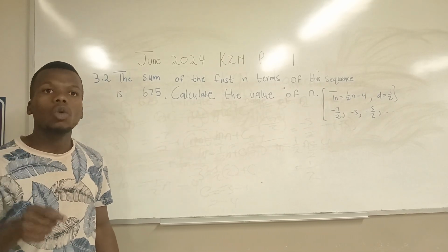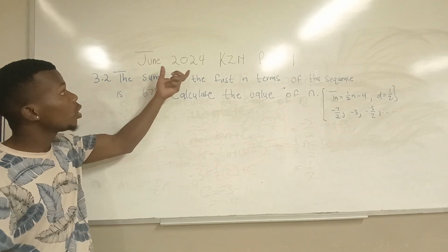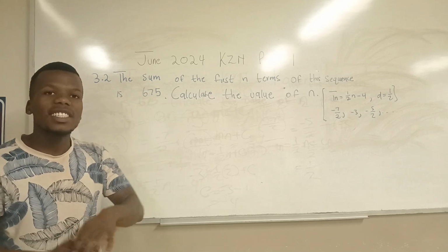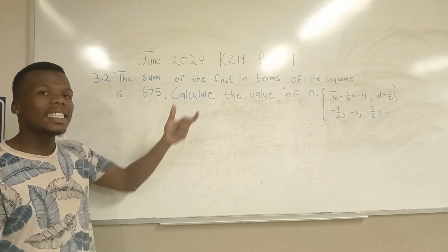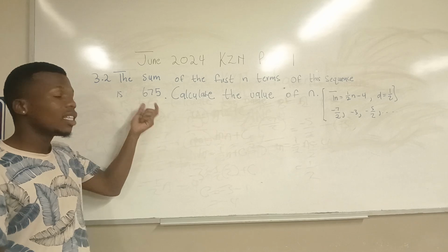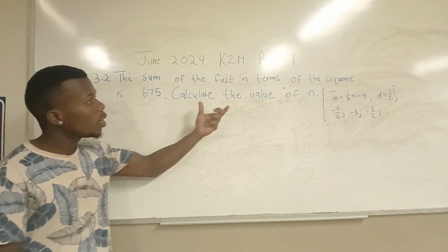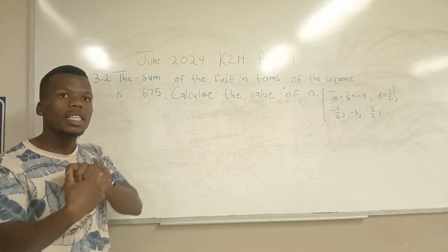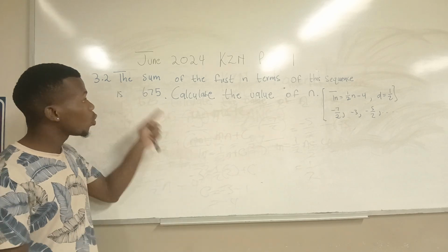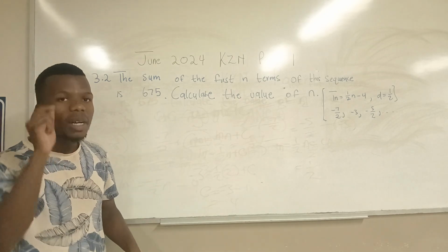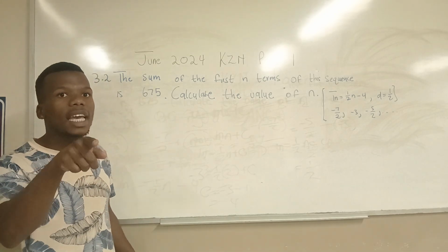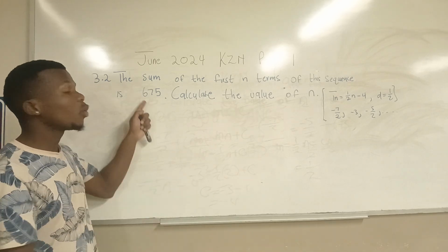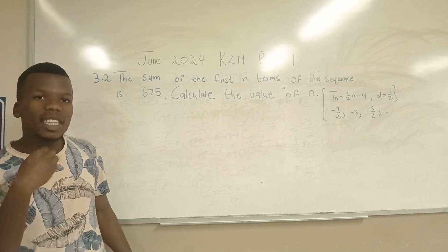We are still carrying on with question number 3 in June 2024 KZN paper 1 mathematics. Question 3.2 says, the sum of the first n terms of this sequence is 675. Calculate the value of n. In other words, they added n terms of the sequence to get 675. Now we must calculate the value of n. What is n? n is the number of the first terms of the sequence that they added to get 675.